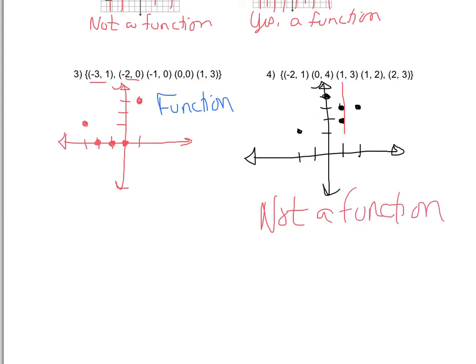So the biggest thing to remember when determining if something is a function is that vertical line test. If you do not pass through more than one point, you are a function. If you pass through more than one point at any time, we're not going to be a function.